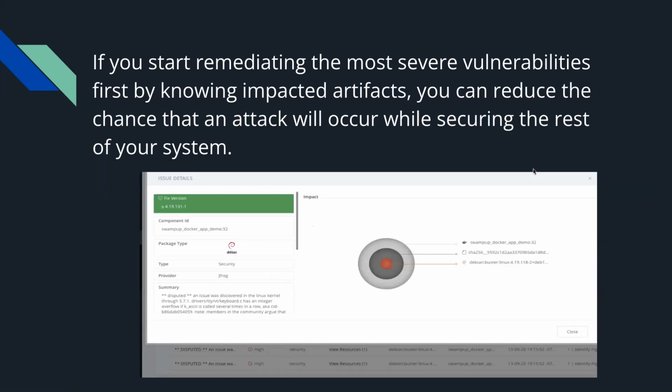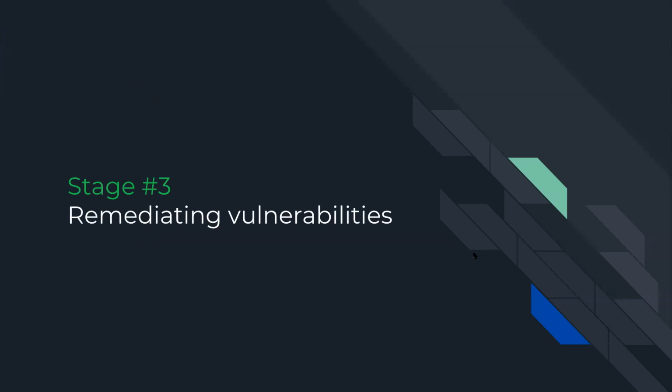And if you start remediating the most severe vulnerabilities first, by knowing what artifacts are being impacted, you can reduce the chance that an attack will occur while securing the rest of your system. So that's absolutely right. When the severity is high or critical or major, that means these are very prone to spoil your security, and you're giving a provision to hackers to enter into your system. So if you make sure that you are taking care of these severe vulnerabilities first, that means you are securing your system majorly. So next one is stage 3.